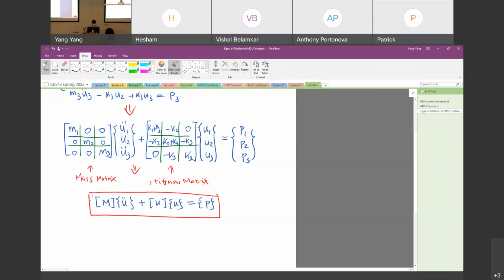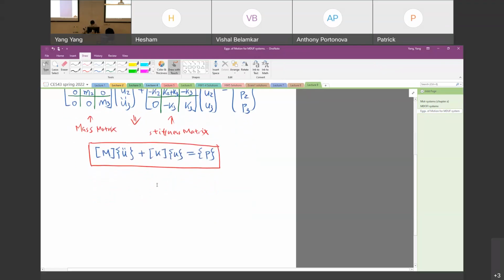So any questions up to now? As you can see here, if we can draw the free body diagrams, we should be able to formulate the equations of motion for any MDOF systems. So this is for the shear buildings.